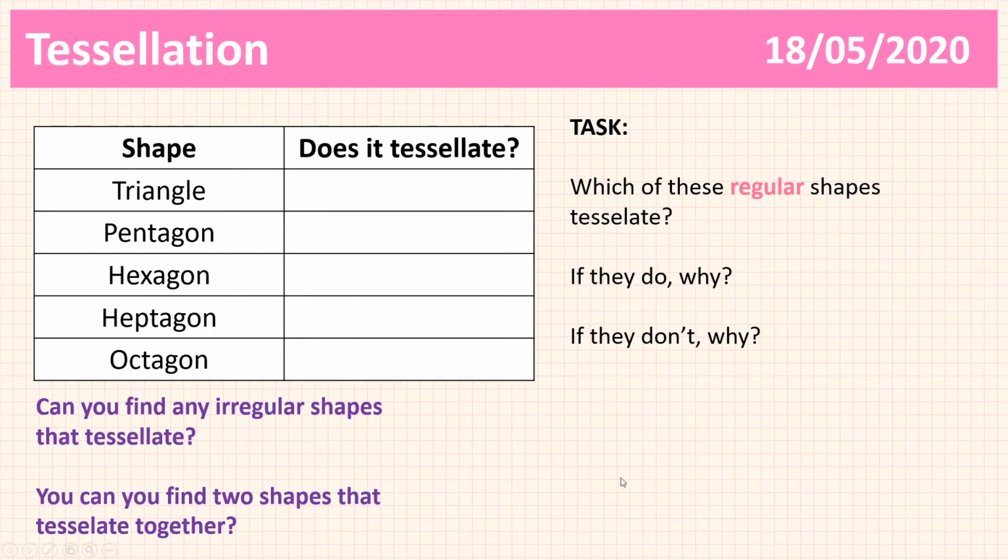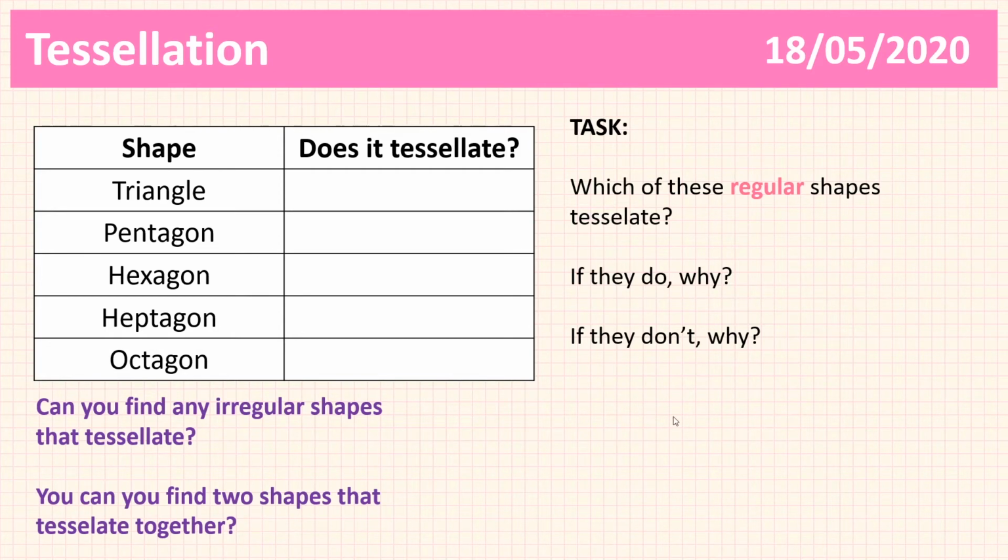And if you've done that and you're happy, maybe try and see if there's an irregular shape that will tessellate on its own. And if you've done that and you want a bit more of a challenge, see if you can find two shapes that tessellate together. For example, on a football, you have a pentagon and a hexagon that work together to tessellate. So off you go, pause the video, have a go at that.